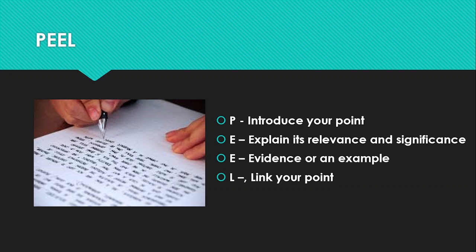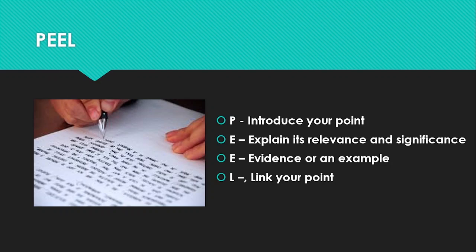So to PEEL. P. Introduce your point. Sometimes this is called the topic sentence, and an essay plan is simply a list of each topic point. And if you write a plan, each point is more likely to lead nicely to the next one. E. Explain its relevance and significance to the question you are answering, and/or the argument you are developing. Why is it important? Always keep asking yourself, so what? So what's important about this point? So what makes it relevant?